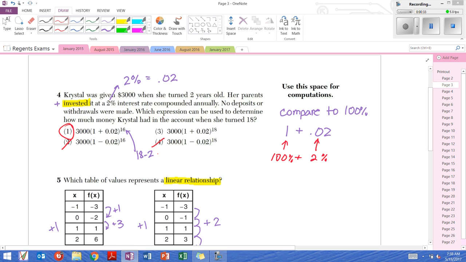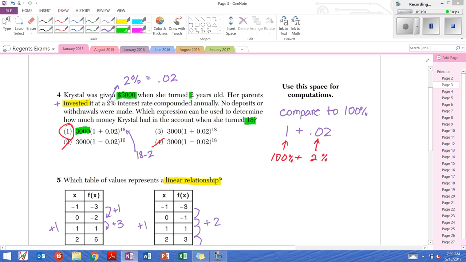So right away, when I look at my answer choices, I'm going to eliminate 2 and 4, because those are decreasing. The last piece that a lot of people probably wanted to pick answer choice 3 is because they saw this lucky number 18, but you're going to recognize that 3 was not the right answer, that this should be answer choice 1, because she was given the $3,000, so there's our initial value. So our initial value, and then the multiplier is 102%, or we write it as 1.02.